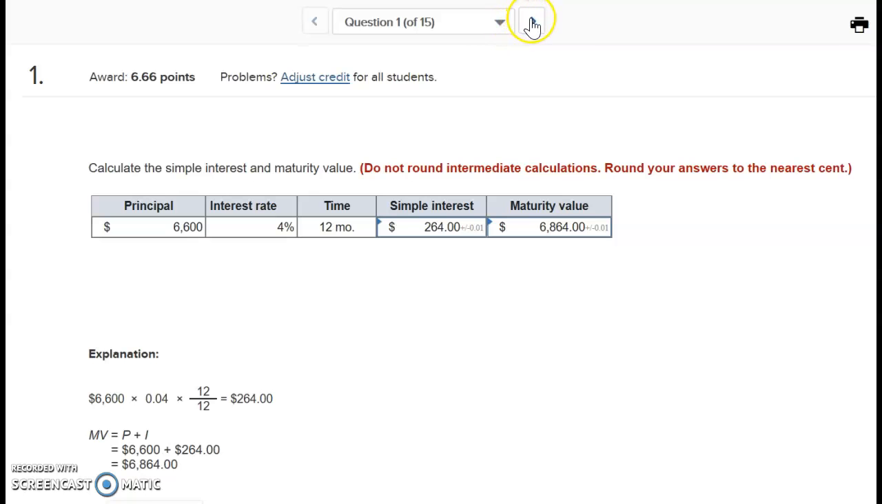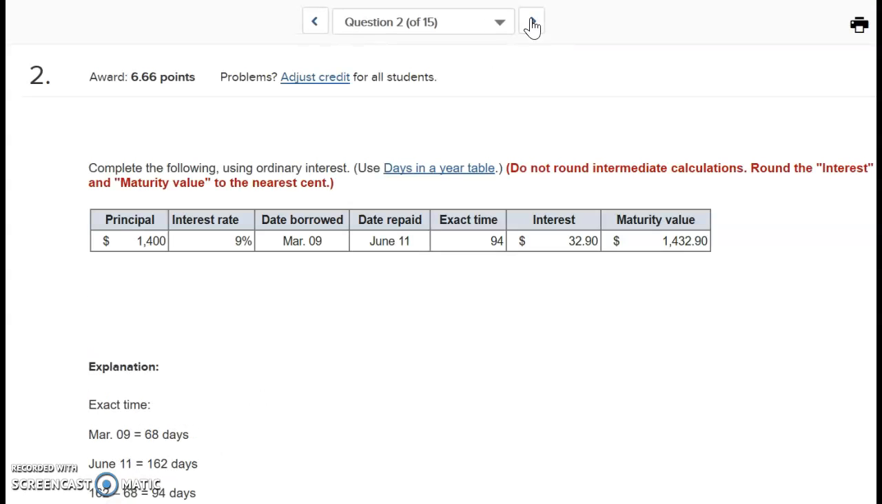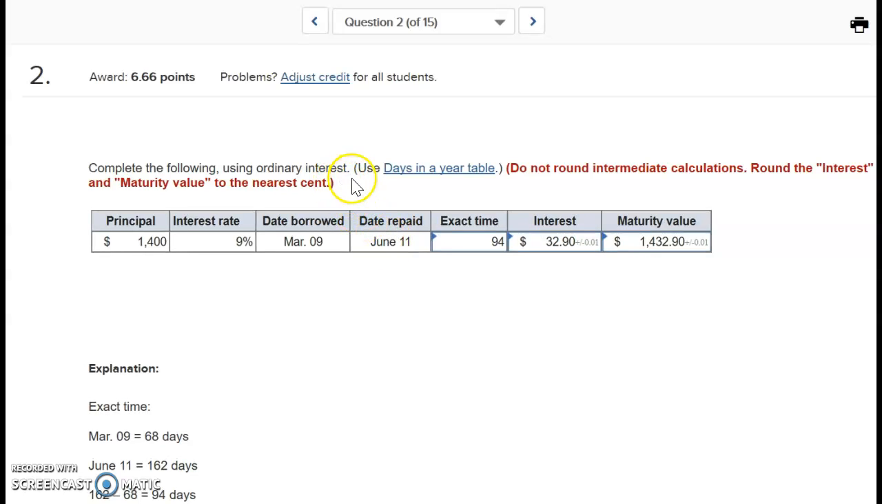All right, let's look at the next one. In this one, we started looking at simple interest in terms of days, okay? So we're going to be using this days in a year table. We are looking for the exact amount of time that the loan is outstanding, and then we're going to compute the interest and then the maturity value. So in order to find the exact number of days, we're going to use these 2 dates, the date borrowed and the date repaid. And we're going to look them up on the days in a year table.